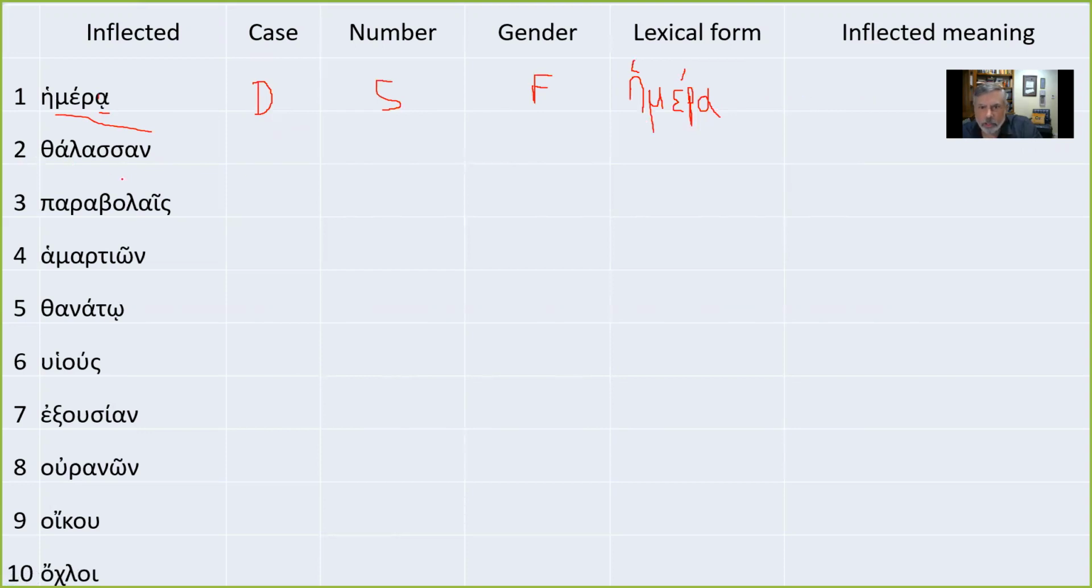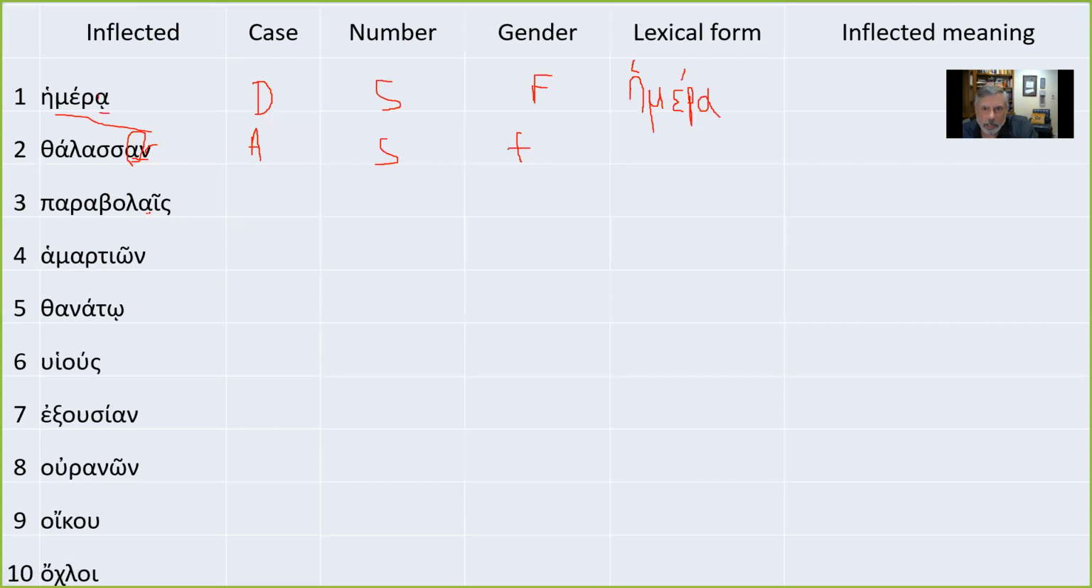Thalassan, and we see the accusative nu ending here. The alpha nu ending automatically tells me I'm dealing with the accusative. The accusative nu ending is in the singular. It's feminine, because there's the alpha stem ending with the accusative right there. The lexical form would be thalassa, without the nu, and the inflected meaning, with the nu, because it's the direct object, would just be its definition, which is sea, or sometimes lake, I think.